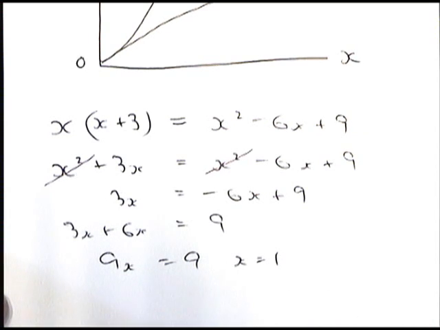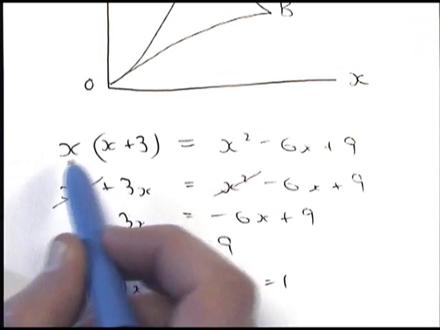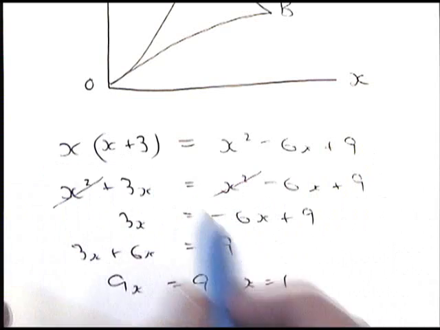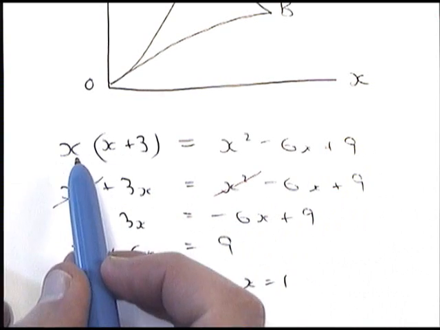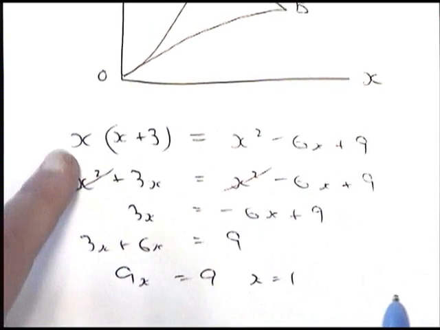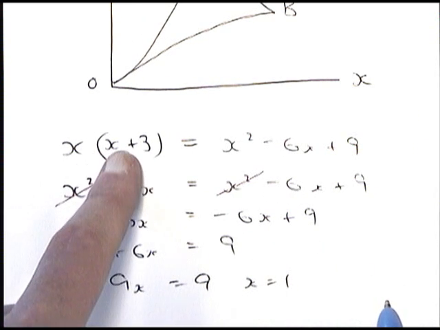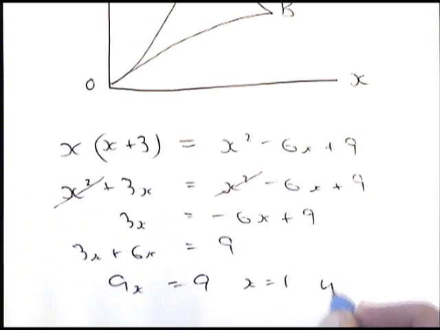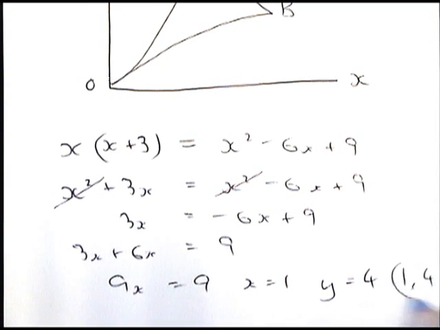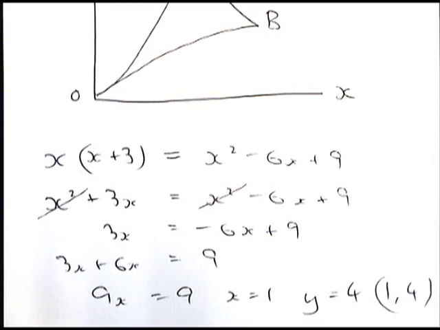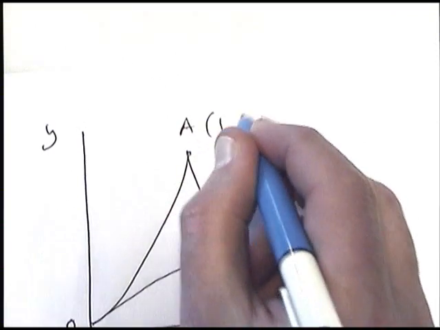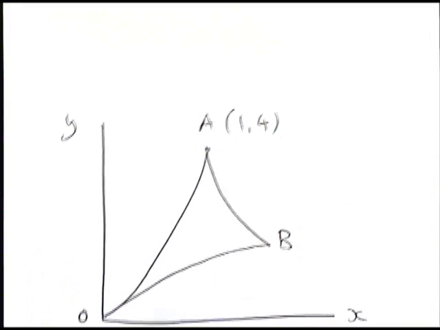Now I need to find out what y equals at that point. Well, both of these things here are equal to y. So if I put x as 1 into here, if I do a substitution, I'm going to get 1, and 1 plus 3 is 4, and 1 times 4 is 4. So when x is 1, y is 4. So the point (1, 4) is the coordinate of A. So I'll go up to my diagram, and I can put in A is the point (1, 4).